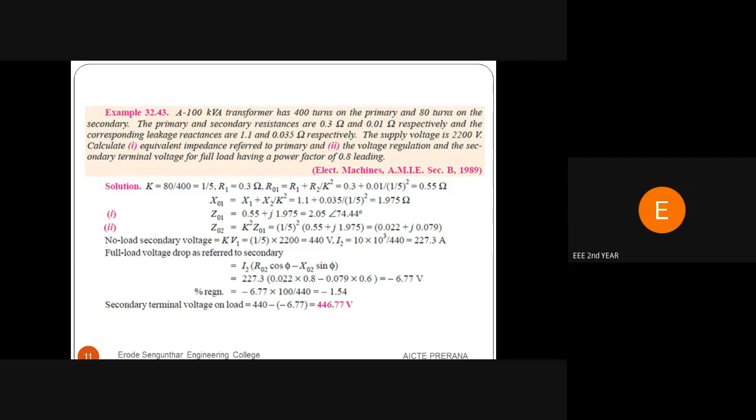The second thing we can determine is the Z02 value, K square into Z01, 1 by 5 whole square into 0.55 plus j1.975. Substituting these, we can get the Z02 value 0.022 plus j0.079.